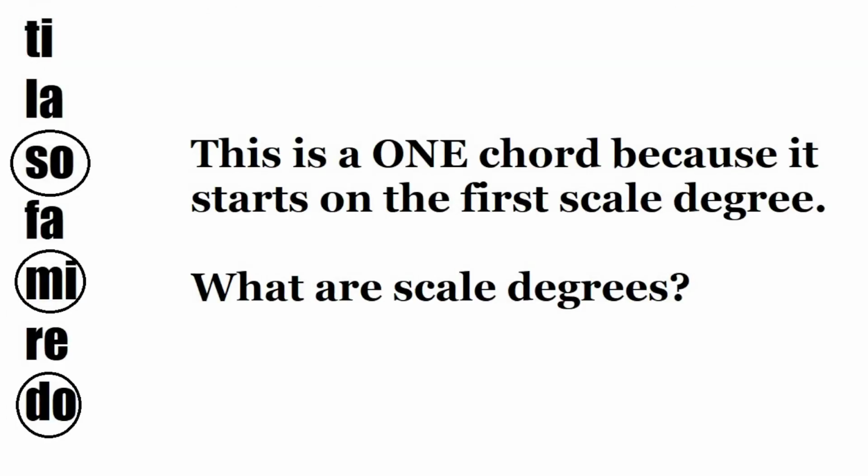What we're looking at now is a one chord, do, mi, so. We're stacking thirds. If it were do, re, mi, well, that wouldn't be a chord. But if it's do, mi, so, and the scale starts on do, then that is the first degree of the scale.